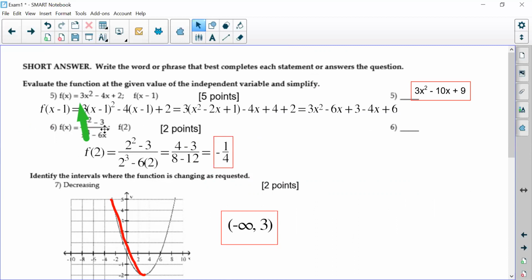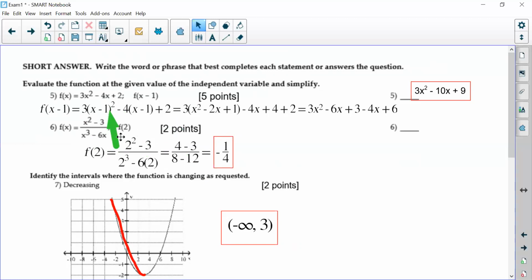You have a function, and you have to determine what is f of x minus 1. So all the input values get replaced with x minus 1. So that's 3 times x minus 1 squared minus 4 times x minus 1 plus 2, which is what all of this is. The rest is just simplifying.